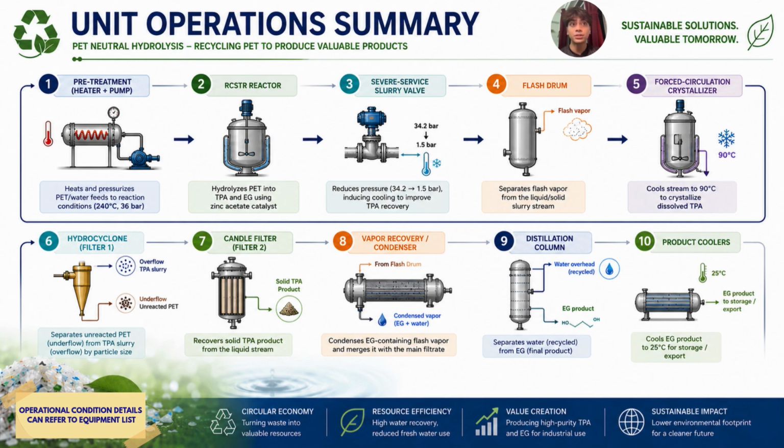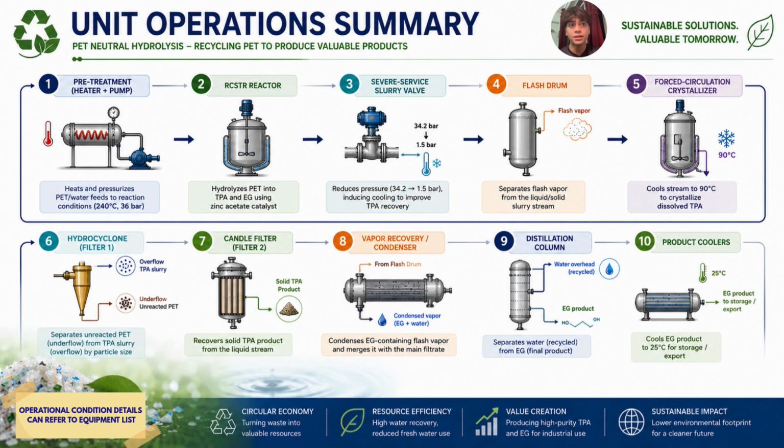So this detailed operational layout maps out the 10 precise steps required for chemical conversion and purification. Step 1 is the pre-treatment, where a heater and pump elevate our feed to the required reaction conditions of 240 degrees Celsius and 36 bar. Step 2 is the RCSDR reactor, where the zinc acetate catalyst hydrolyzes PET into TPA and EG. Step 3 is a severe service slurry valve, which safely drops the pressure from 34.2 down to 1.5 bar, inducing an energy-saving flash cooling.